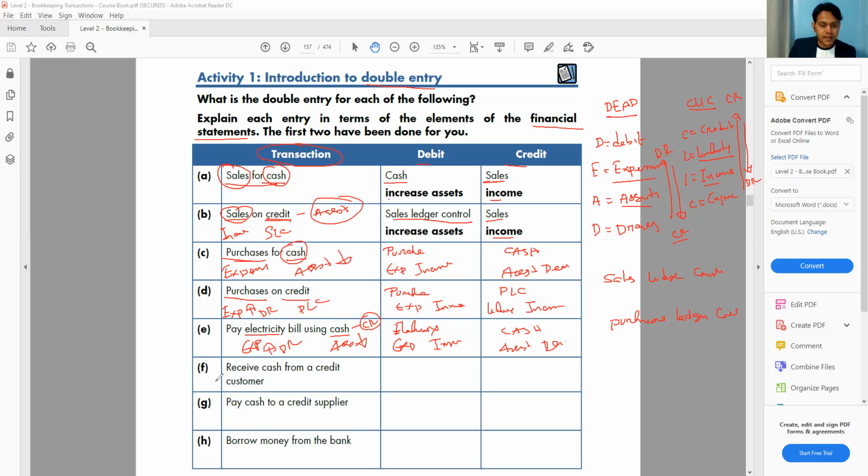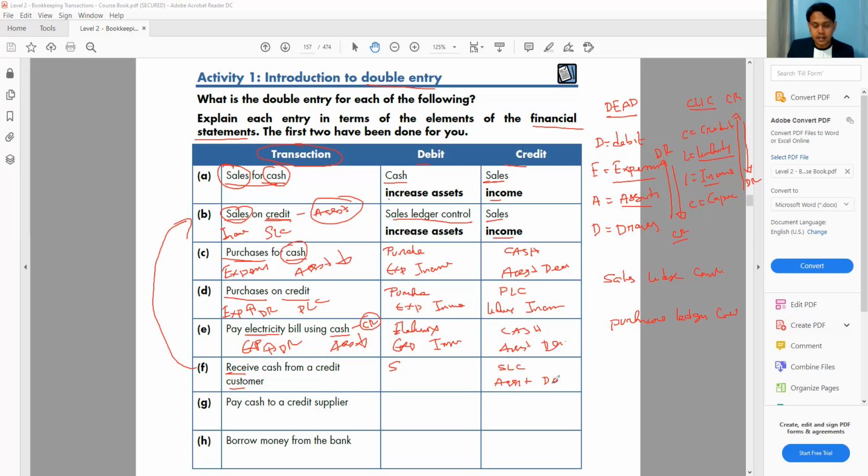The next one, I have received cash from a credit customer. Remember on number 2, we made a credit sale. That time the customer said, I'll pay you later. But now the customer is saying, I'm going to pay you. So if my customer paid me, he's not my asset anymore. Until the day he paid me, I said, you are my asset. The day he paid, I cannot say you are my asset, so I need to bring him down. The figure needs to be reduced. So sales ledger control was before debit. Now I'm going to make sales ledger control credit because asset is decreasing.